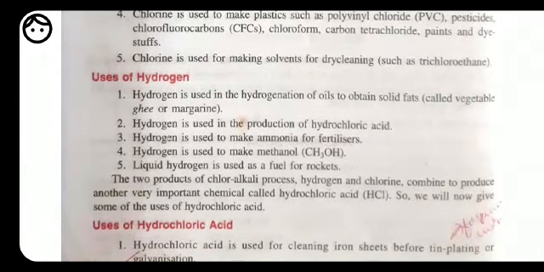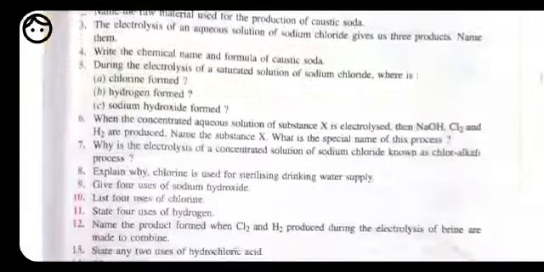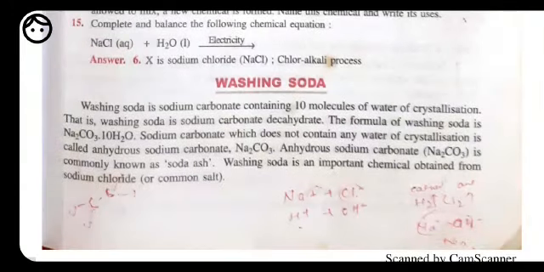Now moving to another chemical, that is washing soda. Washing soda is also a chemical which is prepared by taking common salt, that is NaCl. The chemical name of this one is sodium carbonate decahydrate. Decahydrate because here the formula of washing soda is Na2CO3.10H2O. Here we have 10 water molecules. That's why it is called decahydrate.